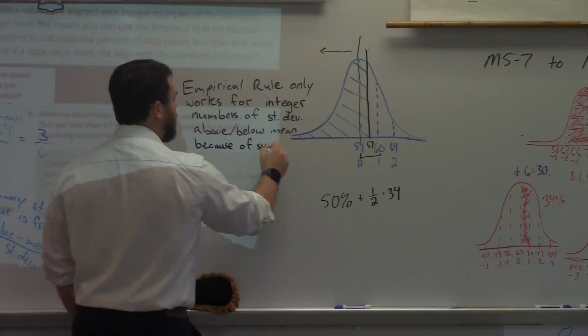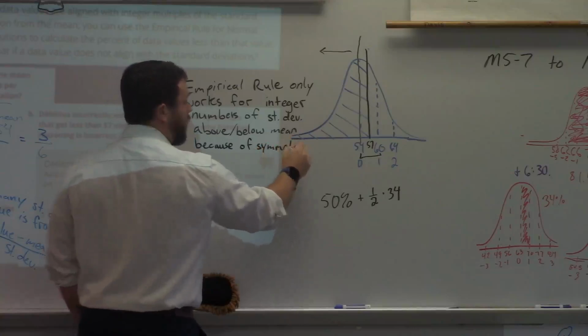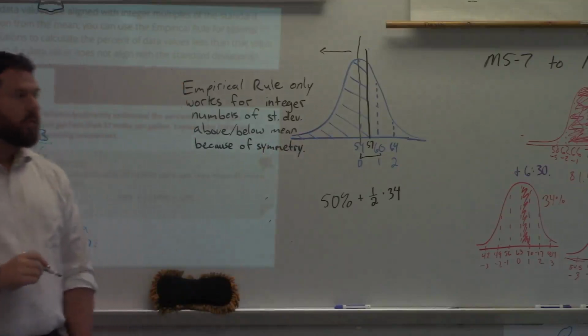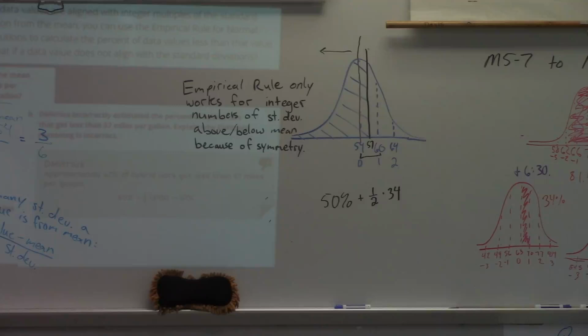As soon as you get half of a standard deviation, a sixth of a standard deviation, a 20th of a standard deviation, the empirical rule goes out the window. It is not possible to use. As soon as you get a fraction of a standard deviation, that empirical rule goes out the window. So we need something new. Any guesses what that new thing ties into?